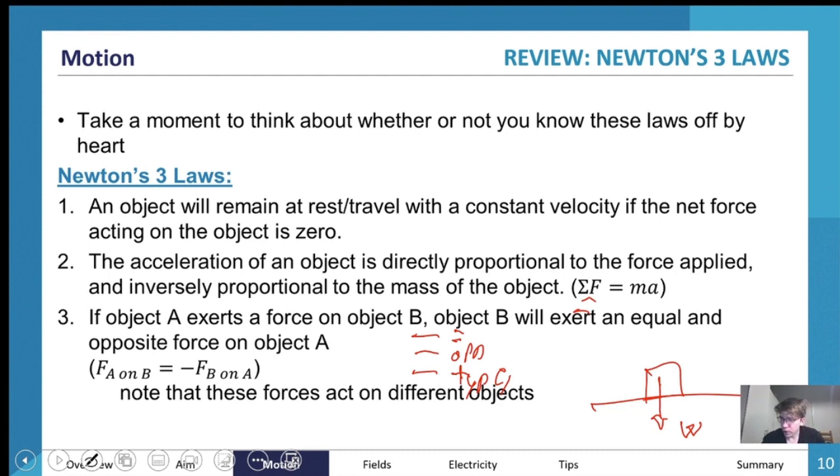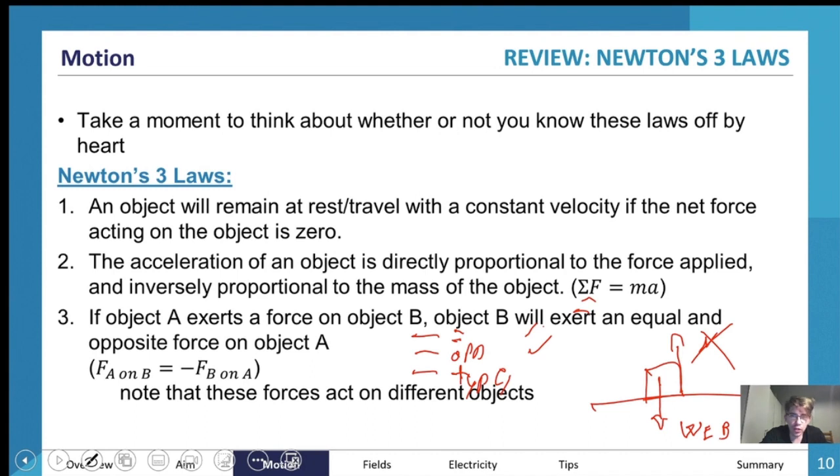What would be the reaction force to this rock? Most of you would say, oh well, it should be the normal force. It's equal in magnitude, it goes in opposite direction to the weight force. However, even though they are equal in magnitude and opposite in direction, the normal force is not the action-reaction force to the weight force that the Earth applies on the block.